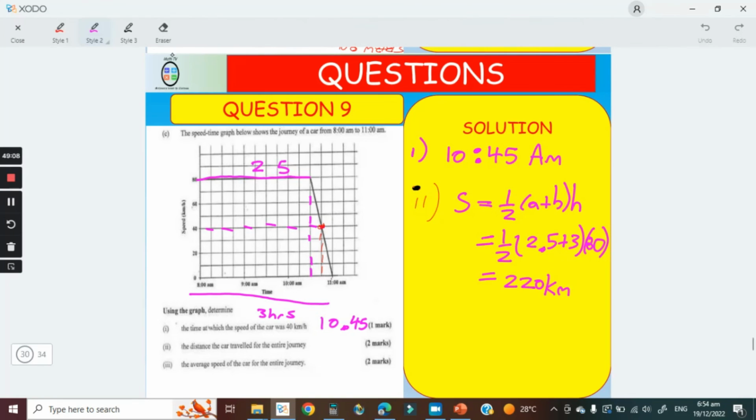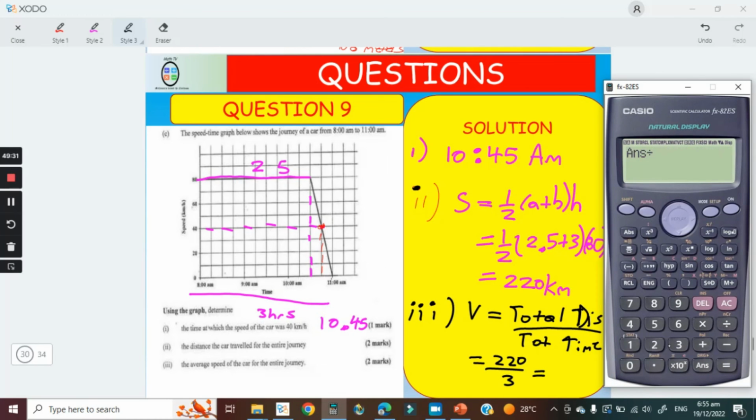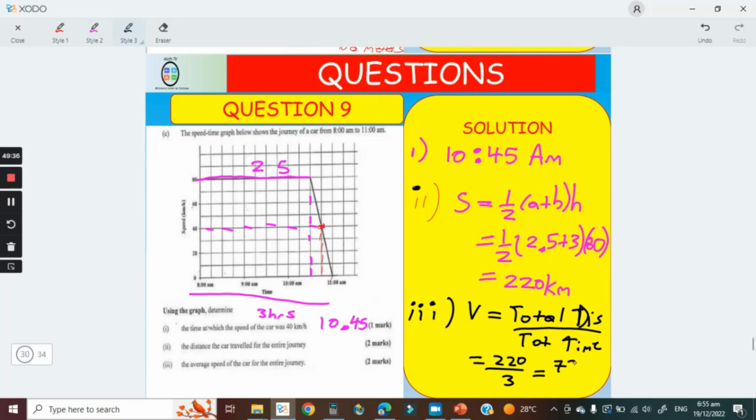So that's the distance. Now part 3, it wants us to find the average speed. Now we are so accustomed to average speed. Average speed is total distance over total time. Now the total distance is 220 divided by the total time, which is 3 hours. You put that in your calculator, it cannot get any easier, which is 73.3. This is 73.3 kilometers per hour. That's it. Very easy. Nice.